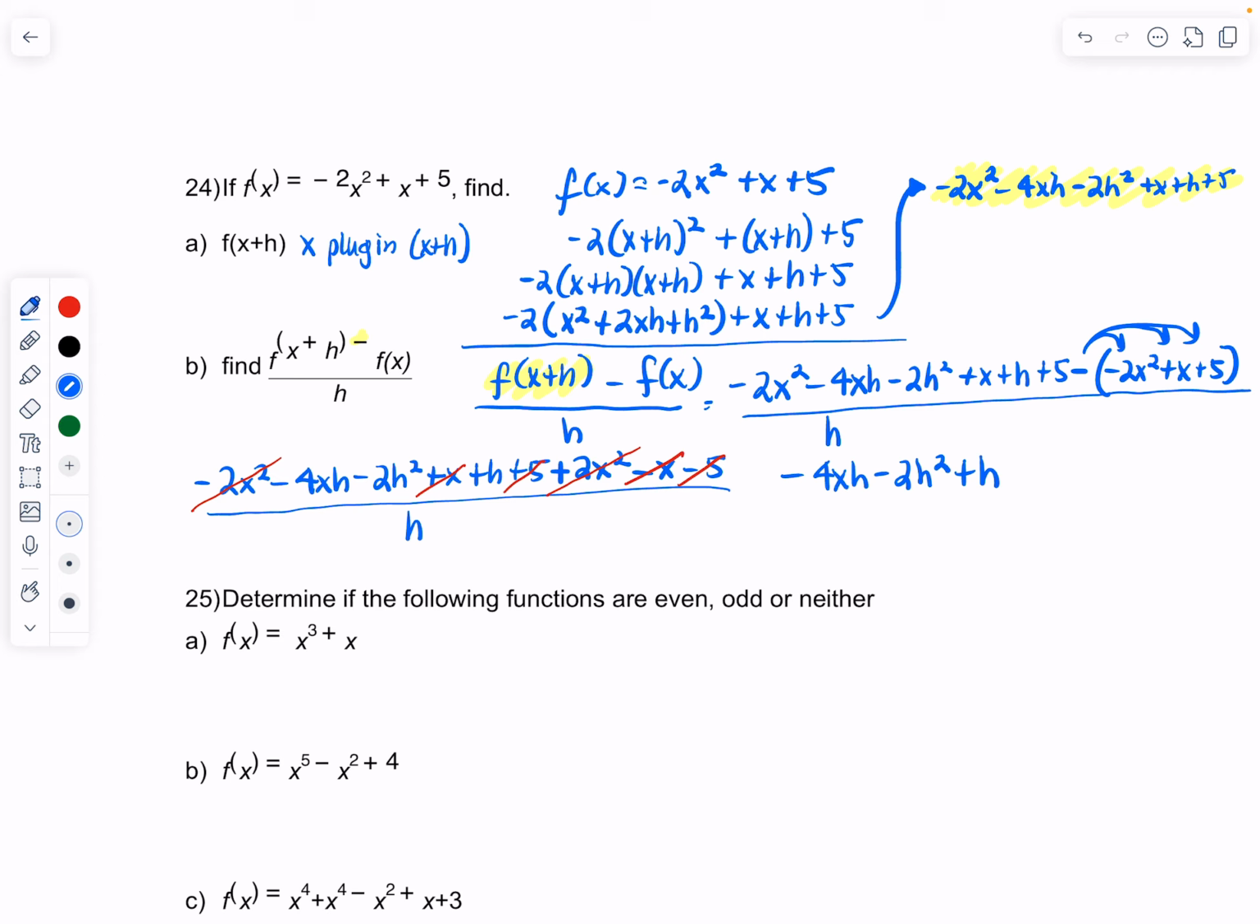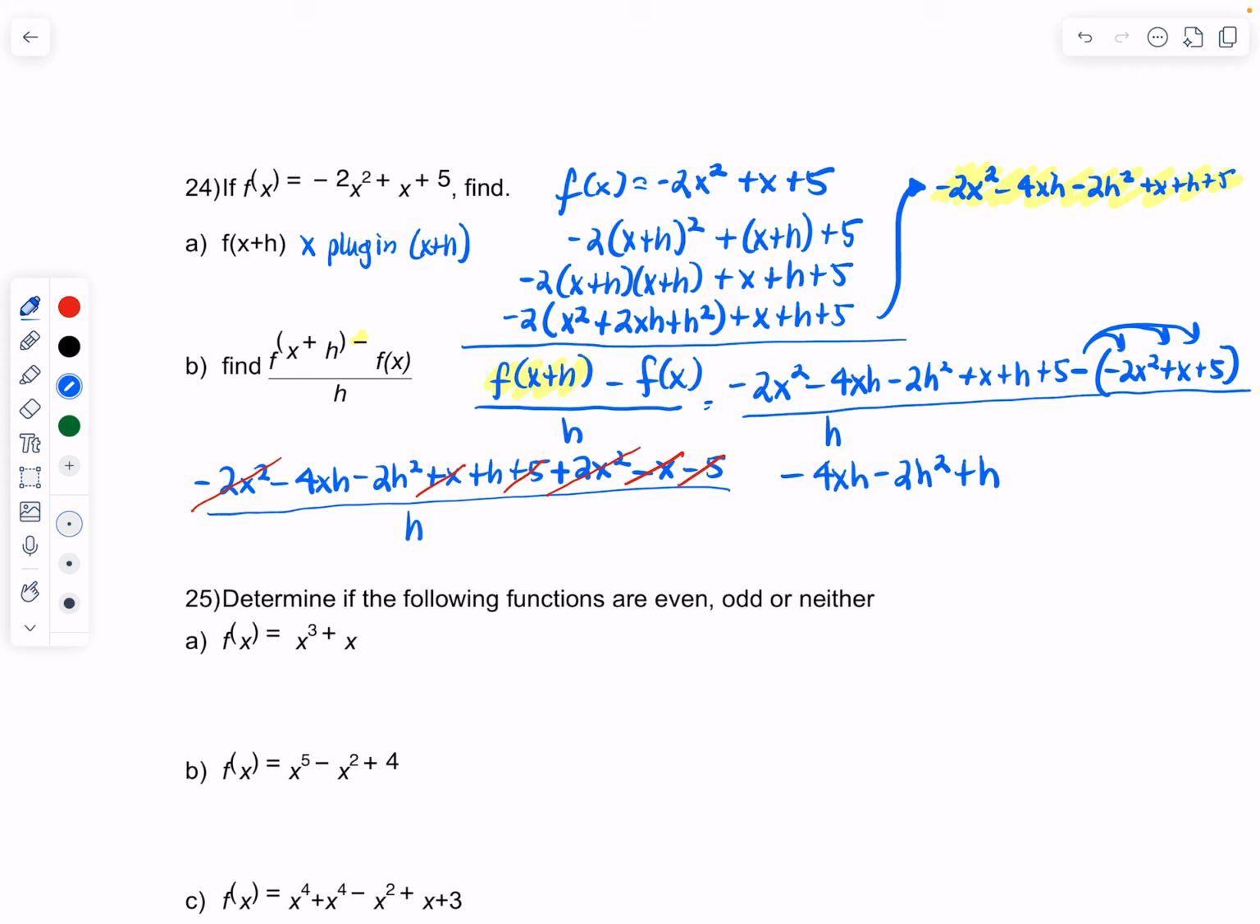Okay, and I'm just double checking everything. Okay, now what I'm going to do, hold on a second, I'm just checking things really quick. All right.